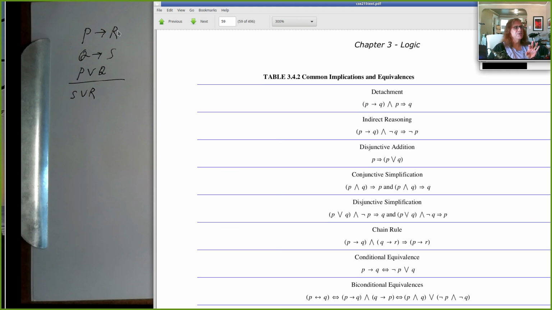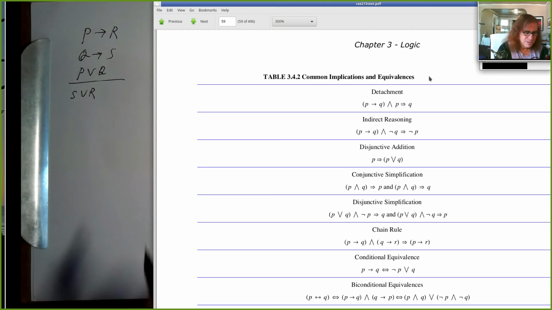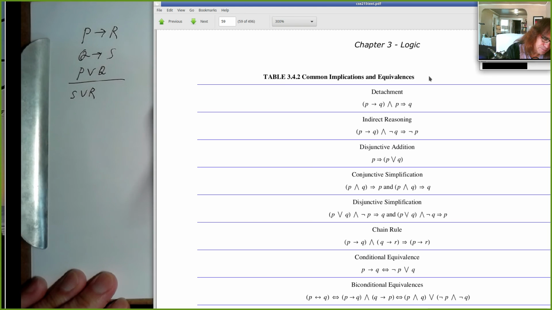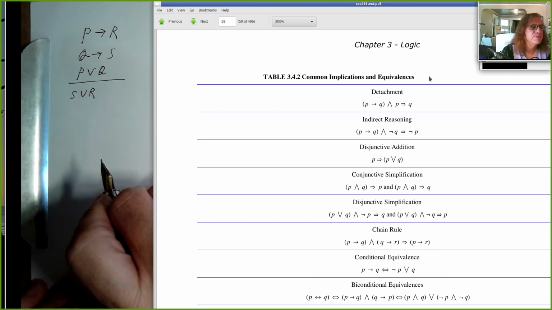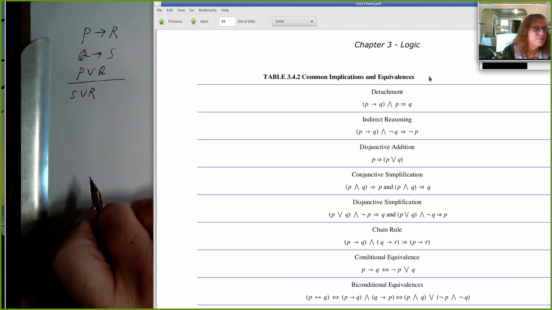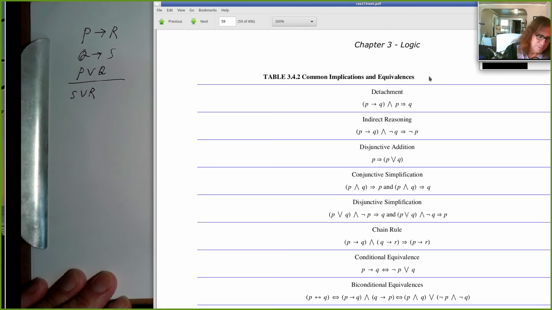Part of what's going on here is we have two if-thens, and then we have a disjunction, an OR statement. And most of these things combine conditionals with one term, or combine multiple conditionals like a chain rule, right? So what if we did conditional equivalence on P or Q? P or Q is equivalent to, well, what does conditional equivalence say? It's equivalent to if not P, then Q.